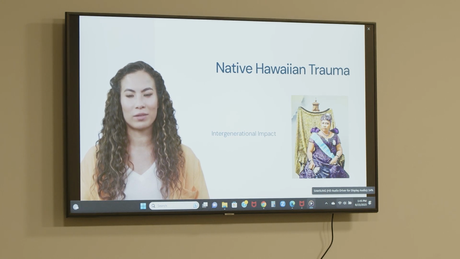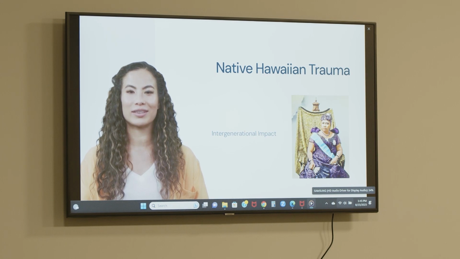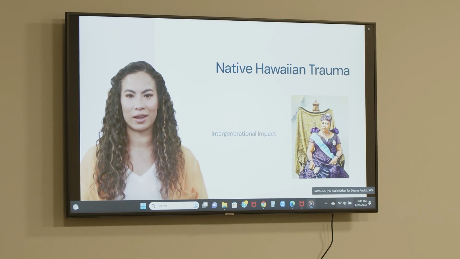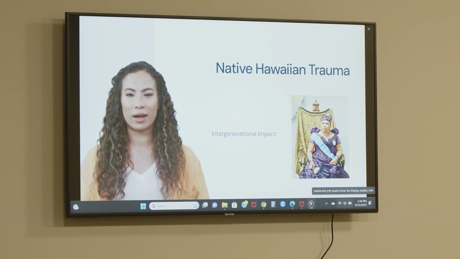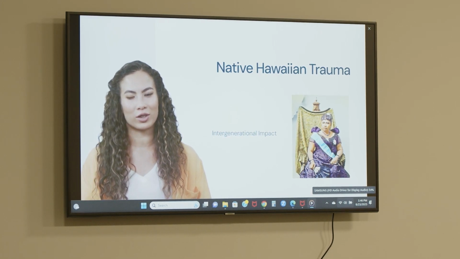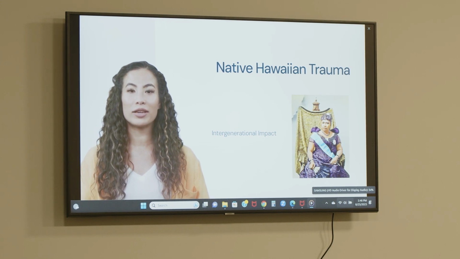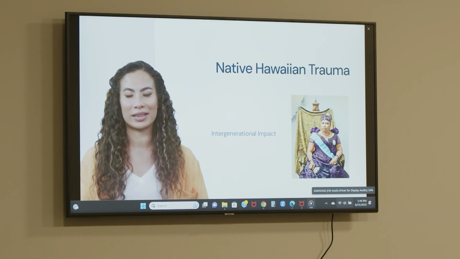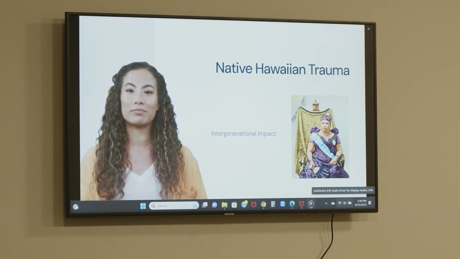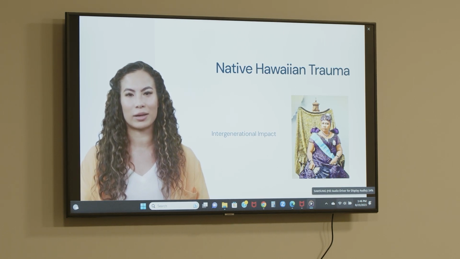Native Hawaiian trauma refers to the historical and ongoing and intergenerational experiences of dispossession, displacement, colonization, and cultural erasure faced by the Native Hawaiian people, Kanaka Maoli. Similar to other indigenous groups worldwide, Native Hawaiians have experienced profound cultural, social, economic, and political upheavals due to external forces. Key factors contributing to Native Hawaiian trauma include land dispossession and displacement.